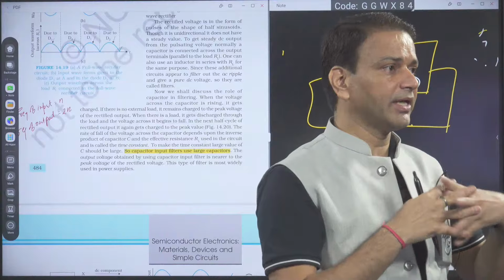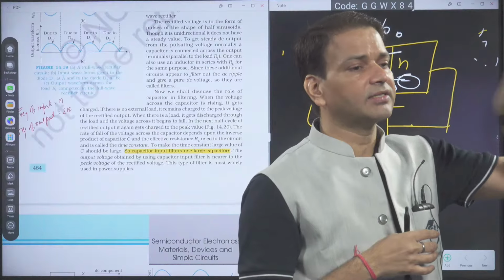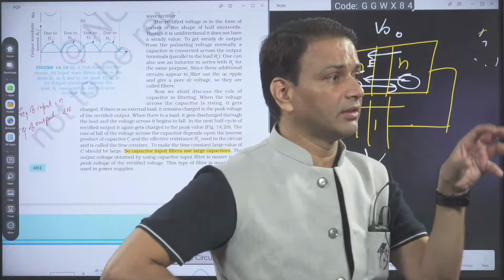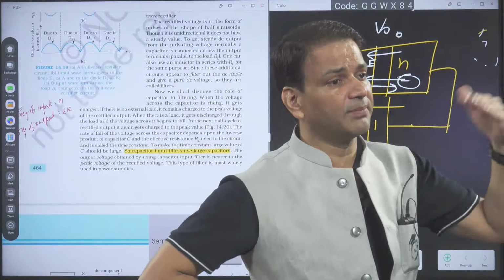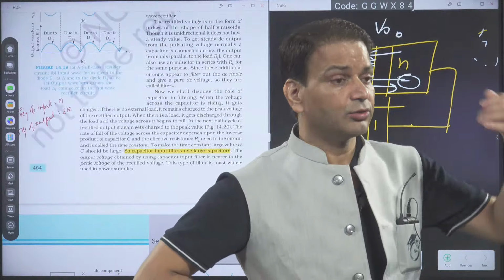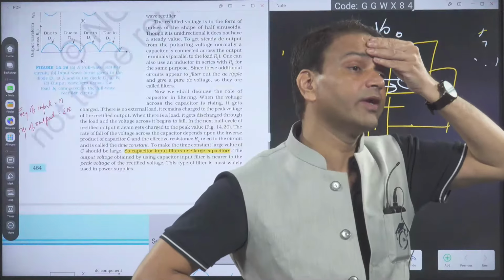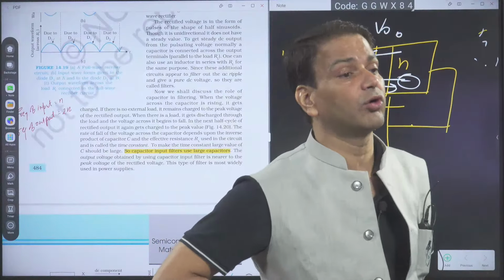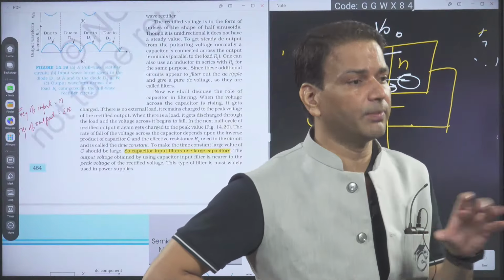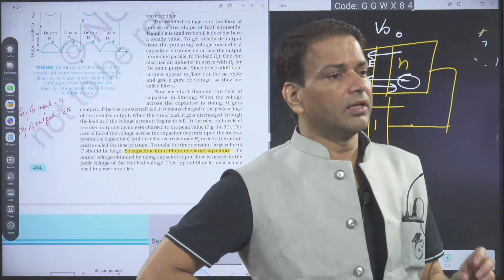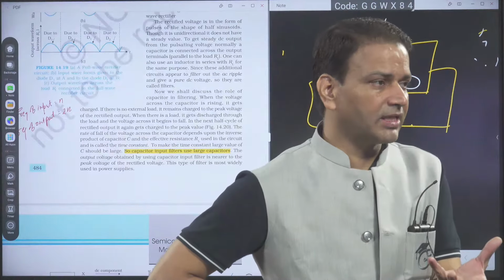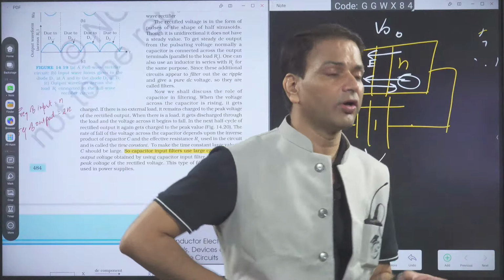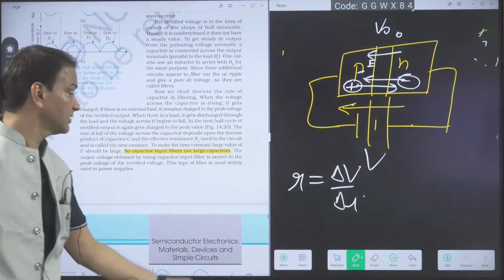So again, I am repeating: the full rectifier circuit output is what? We are getting DC, but that DC magnitude is not constant, it is pulsating or it has ripples. So to remove the ripples, what are we doing? We are using the filter circuit. What is the use of the filter circuit? To remove the ripples. Then in the filter circuit, we either use a capacitor connected in parallel with the load, or an inductor connected in series with the load.